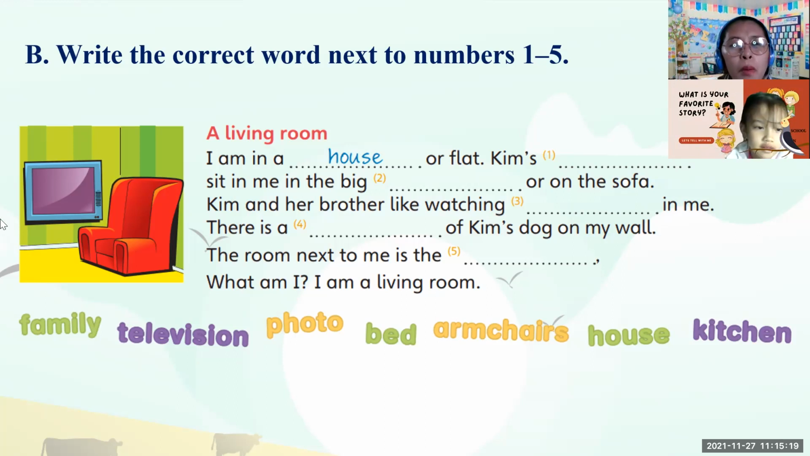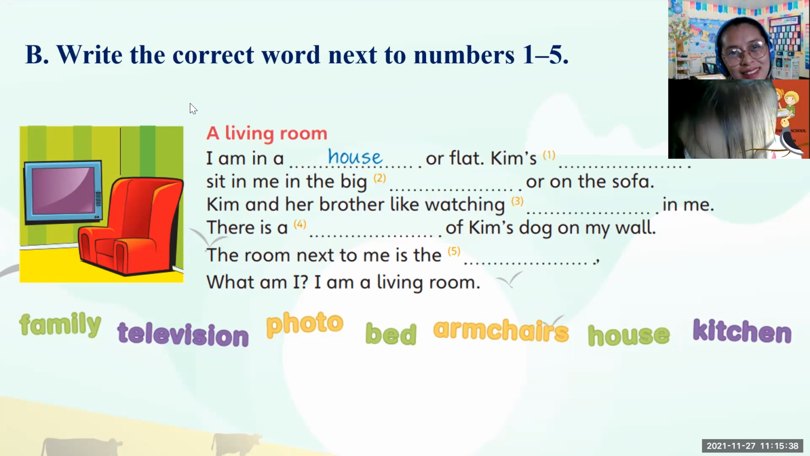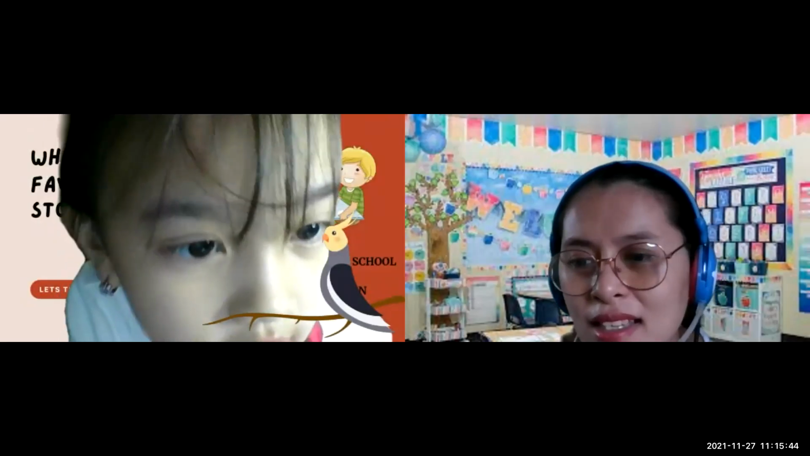Okay, so here we go. Do you see what part of the room is that? That is a living room. Can you say that? That is a living room. Again? Yes, Anna? I guess I need to end this.